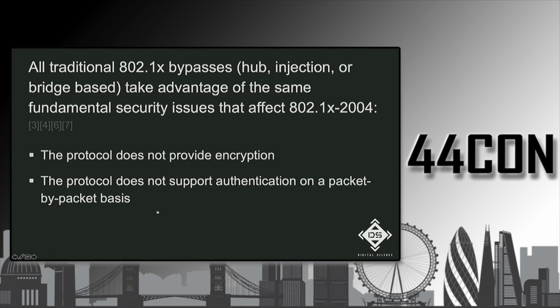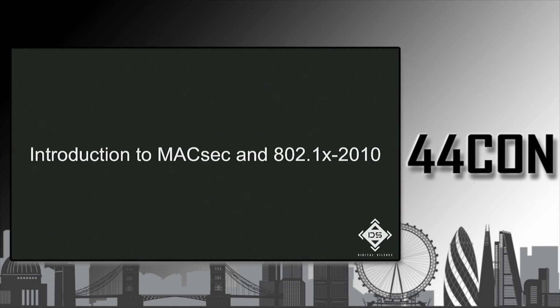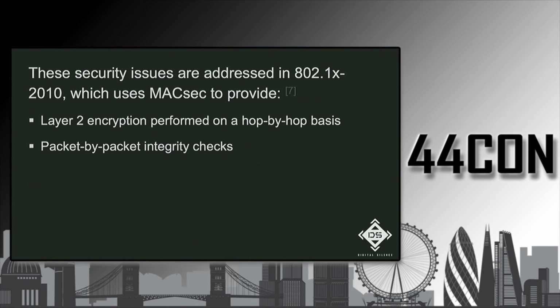All right, so all these traditional 802.1x bypasses, the hub-based one, the injection-based one, the bridge-based bypasses, they all take advantage of the same fundamental security issues that affect 802.1x 2004. And that is that the protocol does not provide encryption, and the protocol does not support authentication on a packet-by-packet basis. Which is kind of why 802.1x 2010 was developed. It's the latest revision of the protocol, and it uses MACsec to provide layer 2 encryption on a hop-by-hop basis and packet-by-packet integrity checks.